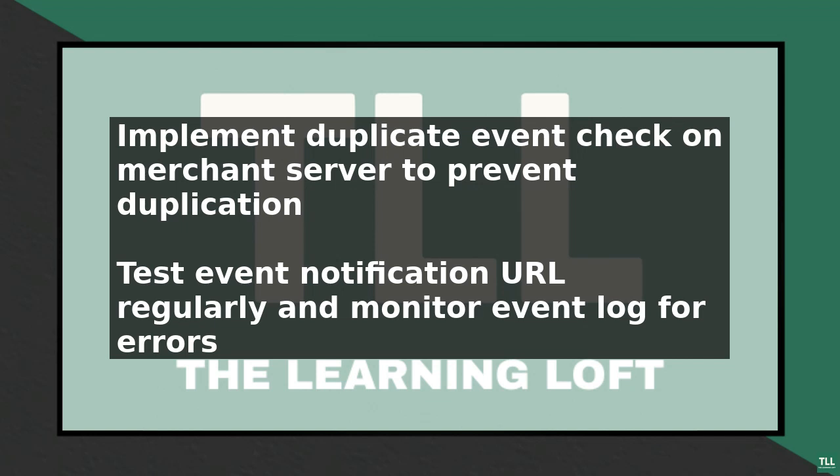Best practices for troubleshooting Authorize.Net events include testing the event notification URL regularly, monitoring the event log for errors, and implementing a robust duplicate event check. By following these steps and best practices, merchants can ensure that their Authorize.Net events are being received and processed correctly, and troubleshoot any issues that may arise.